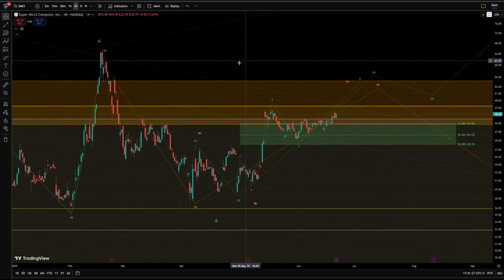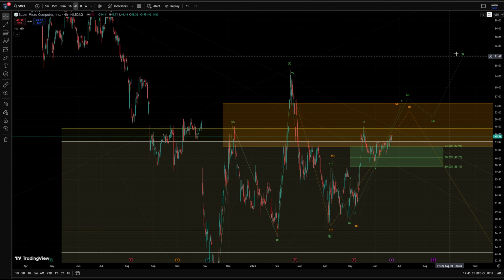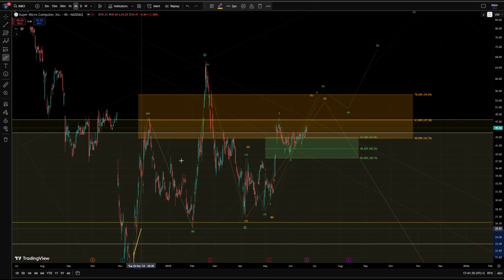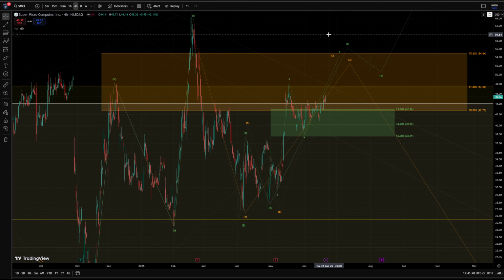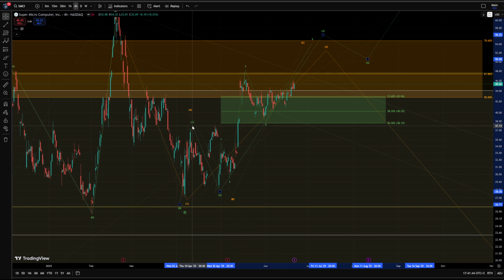So yeah, considering we finished this B wave here, we would now be looking to form the C wave to the upside within this A, B, C. And in that case, now we would have completed a wave 1, a wave 2 here, and we would now still be working on a third wave.